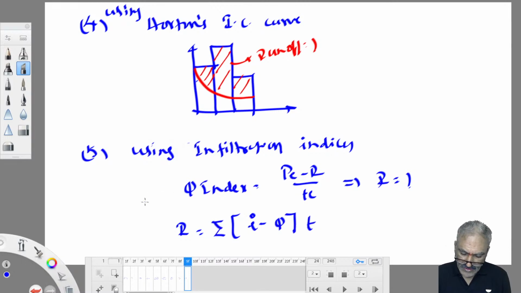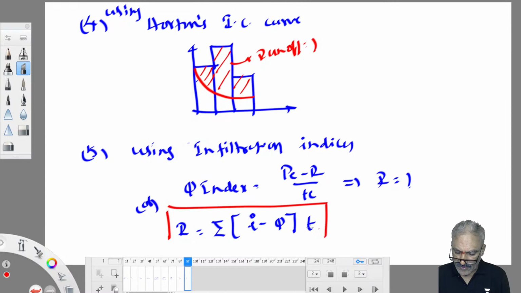Runoff is equal to I minus pi. I speaks of the intensity of rainfall. Intensity of rainfall into time will give total rainfall. Then average rate of infiltration into time will give infiltration. So rainfall minus infiltration is equal to what? Runoff only. So that is how we can work out the things. Already we saw some numerical problems in the infiltration topic related to them. So this is another method available.